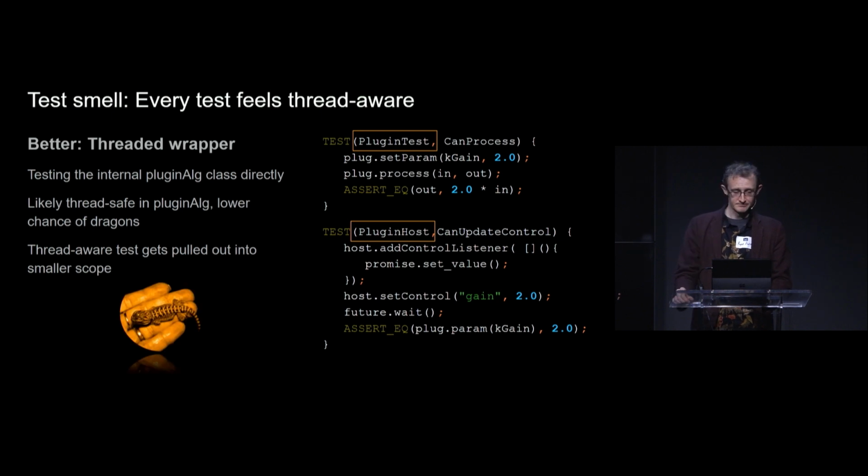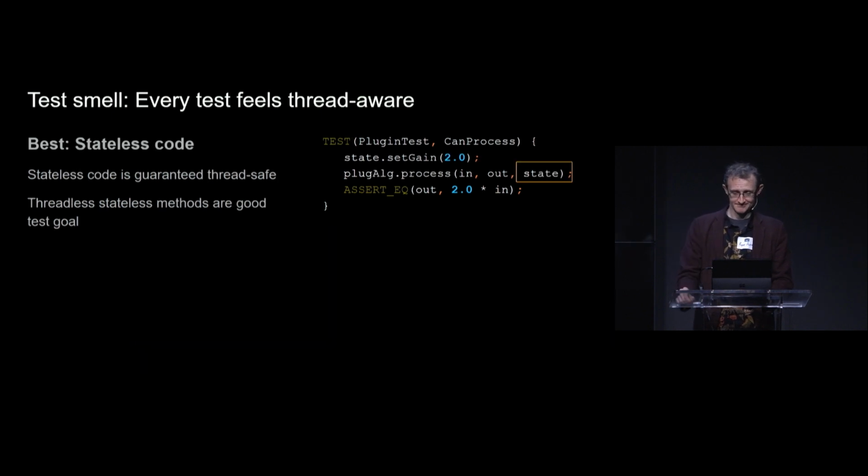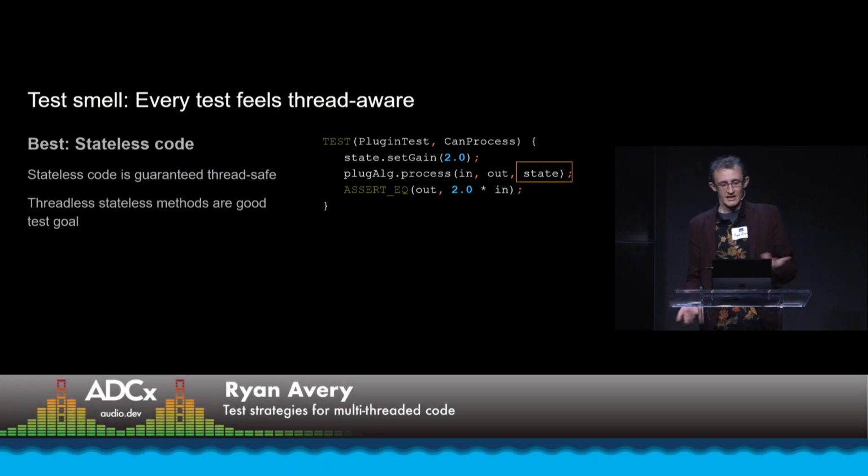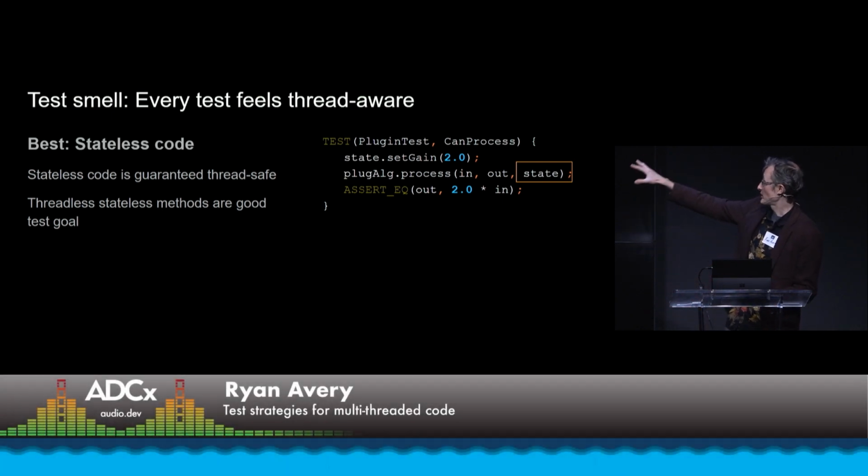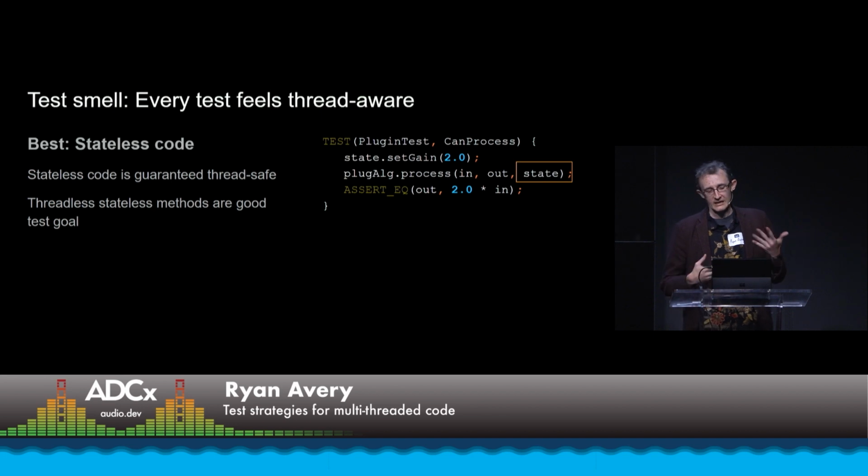Cute little baby dragon, but it's still a dragon. So the best situation is stateless code. This is not always possible, not always even desirable depending on what we're doing. But remember, we need the dragon. If we have stateless code here, that's great, but we probably are doing multi-threading because we want some sort of concurrency, do some more processing. But if we can get our code to stateless, that's great because there are no dragons in stateless code in terms of multi-threading.